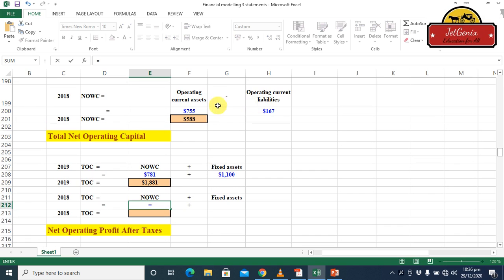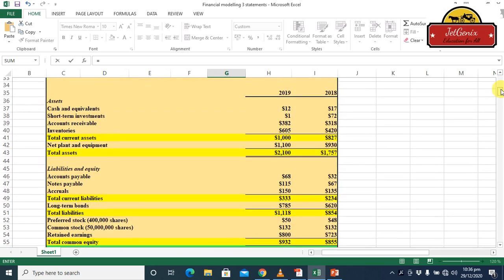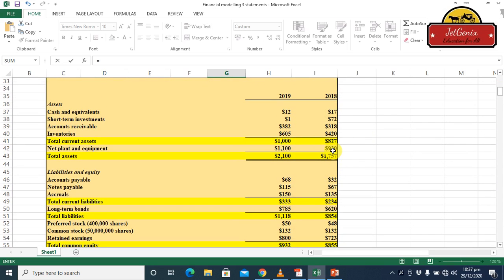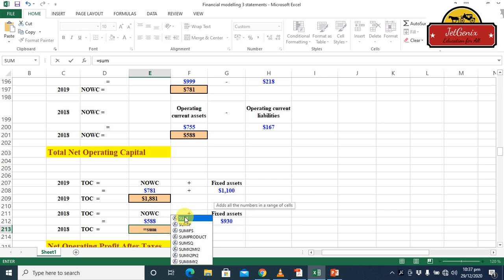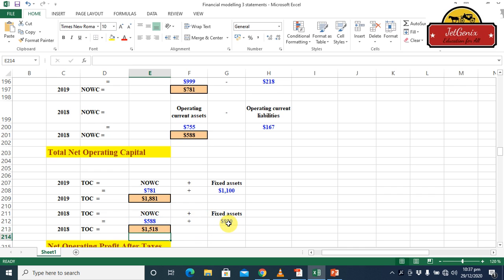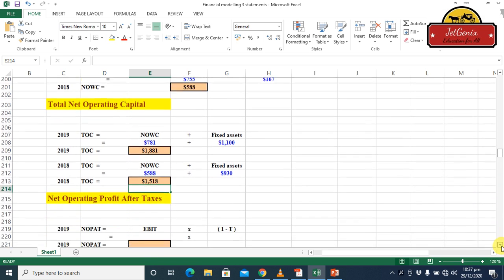Okay, and if you want to calculate it for 2018, again we are going to select the net operating capital of 2018, which is here. You can see it here, and press enter. Okay, and now the fixed assets again for 2018 we will find in the balance sheet. So scroll up to the balance sheet, you see, and now we have the 2018 data here. So press enter. Okay, and now we have the fixed asset value again here. So we are just going to add up these values. Okay, so sum this one, comma, this one. Okay, and press enter. So for 2018 we have $1,518 million of the total operating capital.